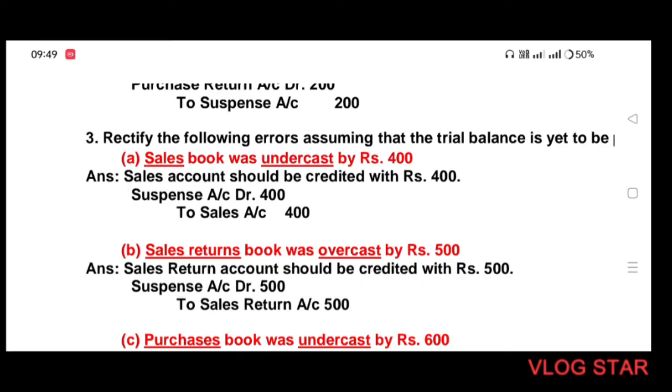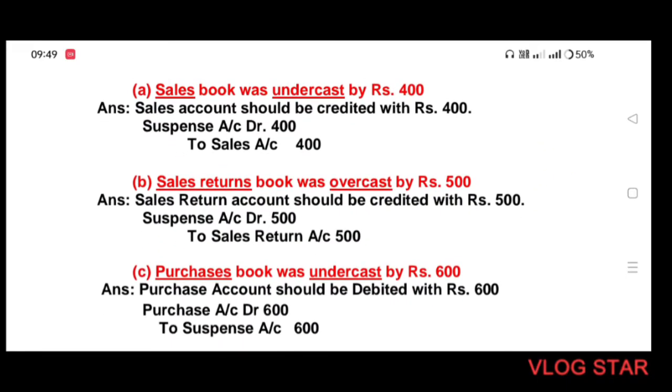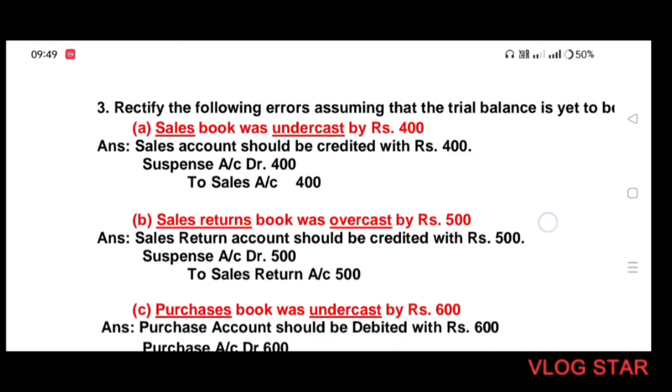Now move on to question number 3. First question. Sales book was undercast by rupees 400. Sales book was undercast by rupees 400. Undercast means what?